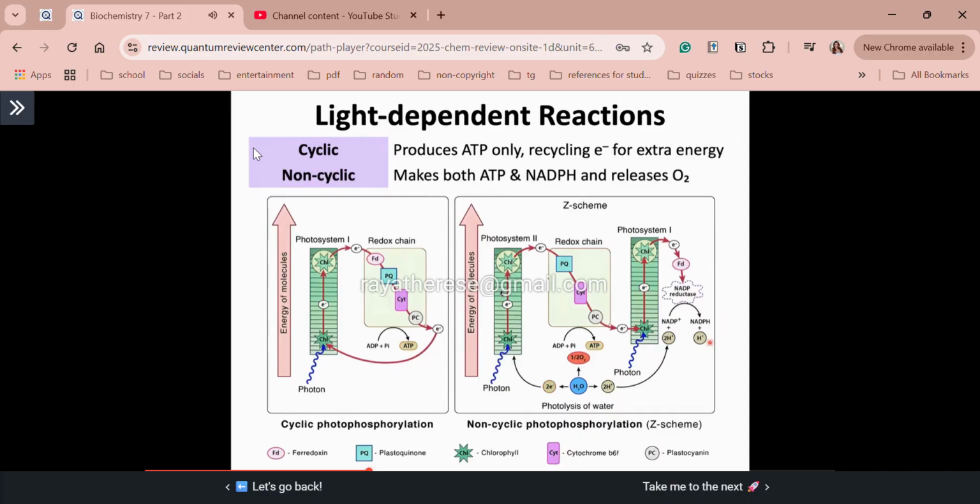Class, I hope it's clear ha. So again, for cyclic, ATP lang ang product. For non-cyclic or Z-scheme, ayan, we have three different energy products. And of course, you can see here, much more complex po ang electron transfer natin because we have different photosystems. And remember, from your undergrad biochem, these photosystems, each of them are capable of absorbing light energy through their specific light harvesting pigment, chlorophyll. Okay?